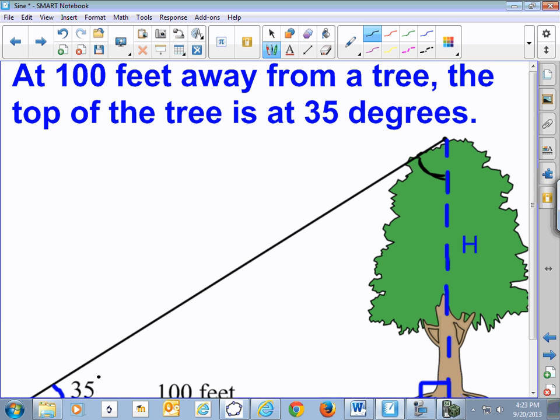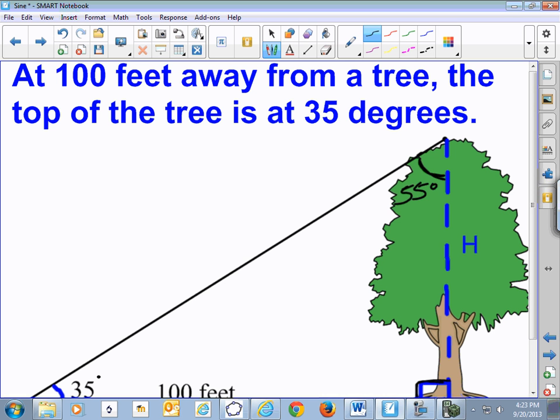Now we know that these three angles in a triangle add up to 180. And we know one of them is already 90. So the other two have to add up to 90. So 35 plus something adds up to 90. So 35 plus 55 adds up to 90. So this one has to be 55 degrees.